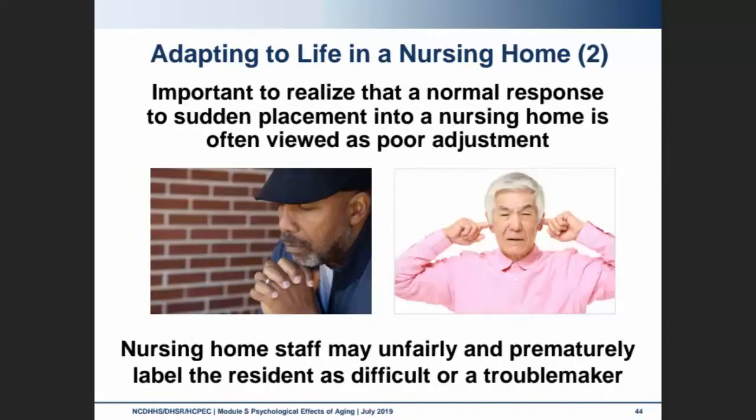It's important to realize that a normal response to sudden placement in a nursing home, such as depression, withdrawal, or moodiness, is often viewed as poor adjustment to life in the nursing home. But it's not. This is a normal process when we first enter the nursing home. So nursing home staff may unfairly and prematurely label the resident as difficult if they don't take this into consideration.